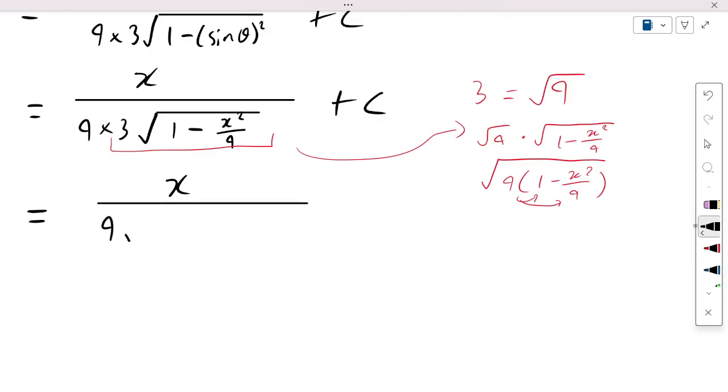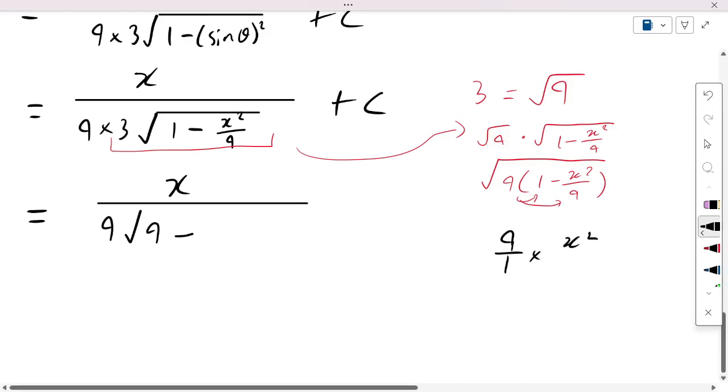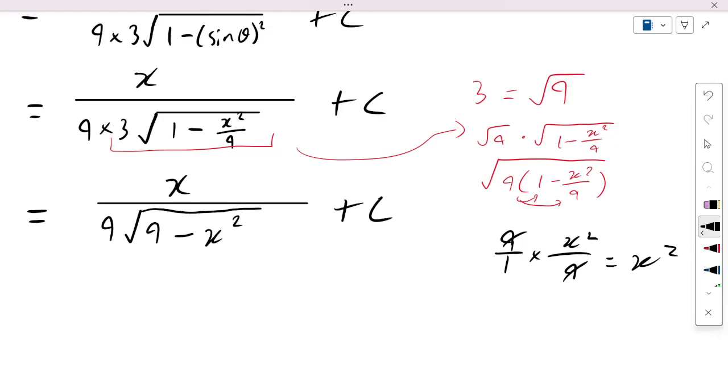So it's going to be the square root, and inside of the square root, 9 times 1 is just 9, minus 9 over 1 multiplied by x squared over 9. These cancel, and therefore we're just left with x squared. This is just equal to x squared over here, plus c. And that is our final answer.